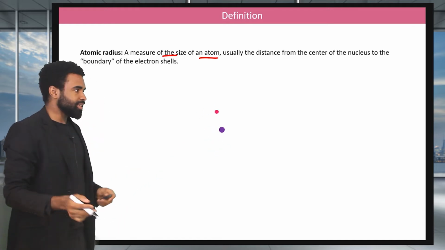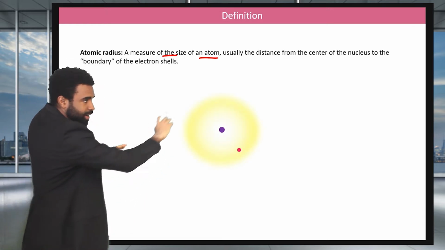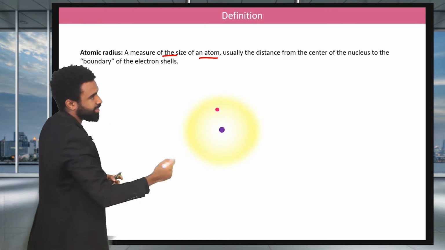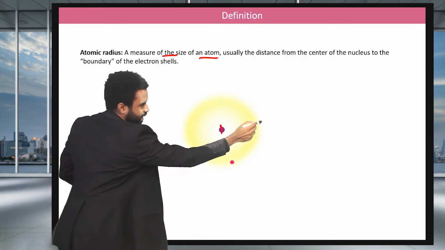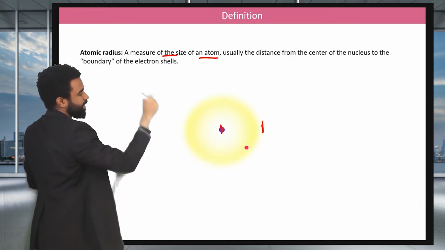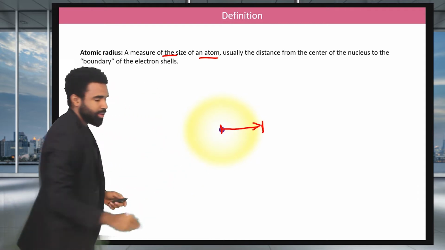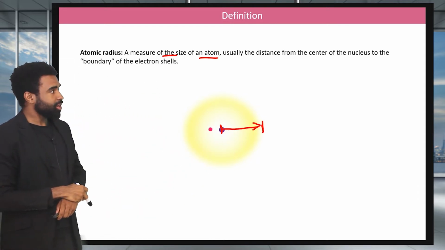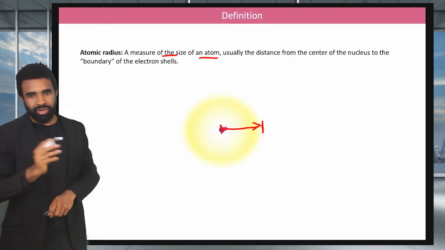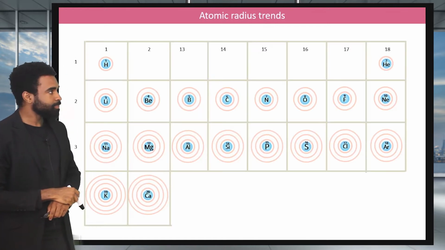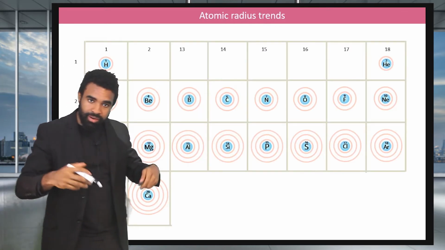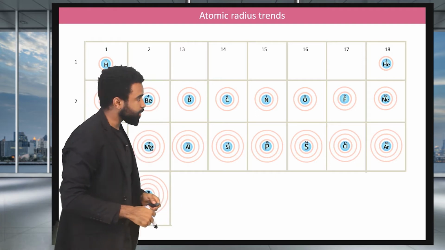Well, there are different ways to define it, but we can basically define some kind of boundary shape and say that the distance from the nucleus to the edge of that boundary shape is the atomic radius, okay? And that's one way to define the atomic radius. But you probably won't be asked to define it on the IB. Now, what are the trends in atomic radius? This is what you're going to be held responsible for.